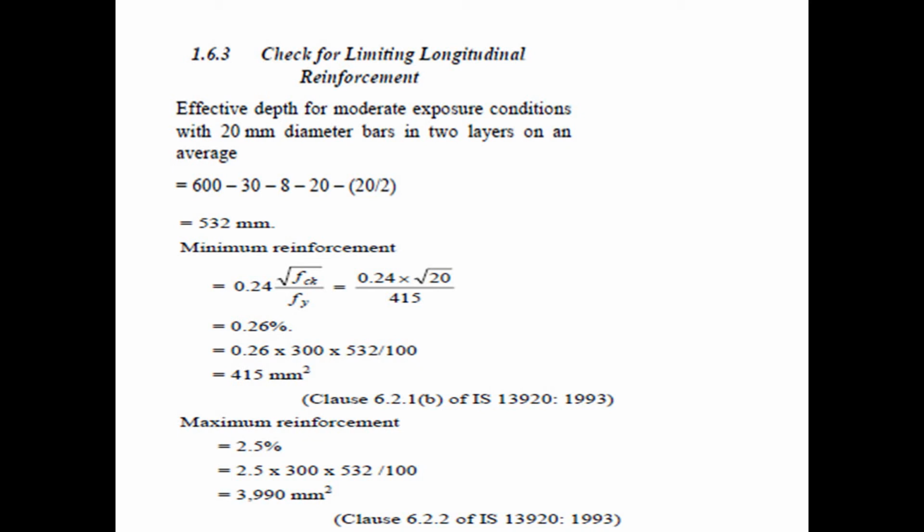For each step we have given the clause, so you just go to IS 13920 1993. Under this, the detailed formulas and all that are available, please refer to that. Then for the maximum reinforcement the criterion is given as 2.5%. So just multiply 2.5% into the gross area of the beam, and you will get the answer as 3990 mm square as per clause number 6.2.2.